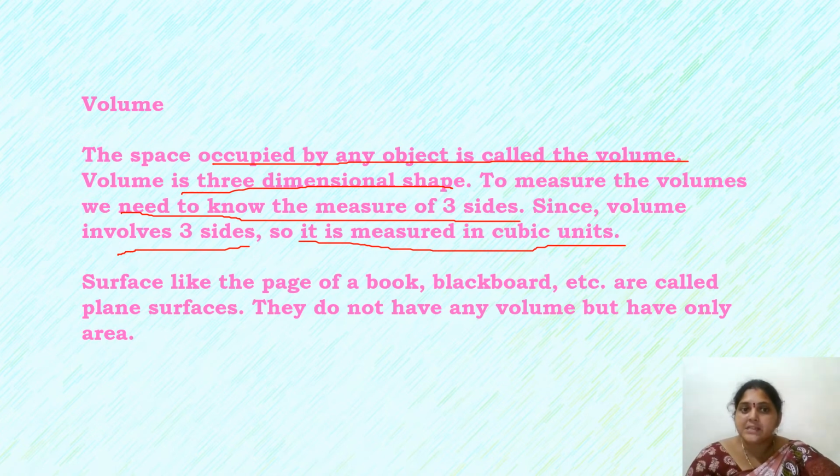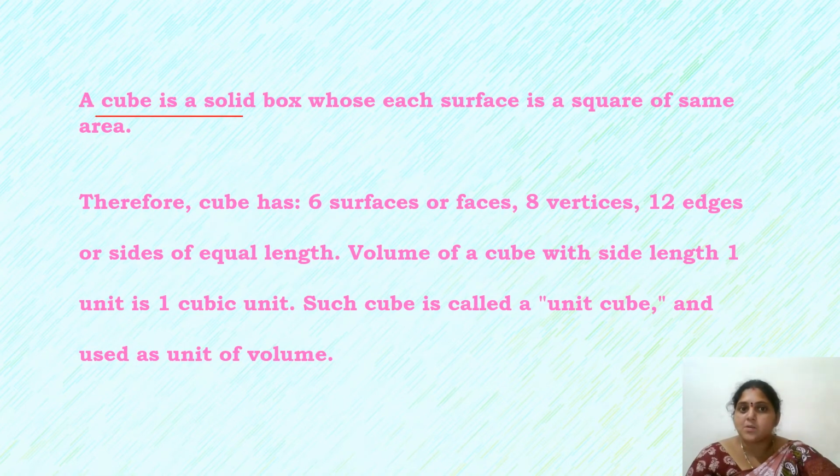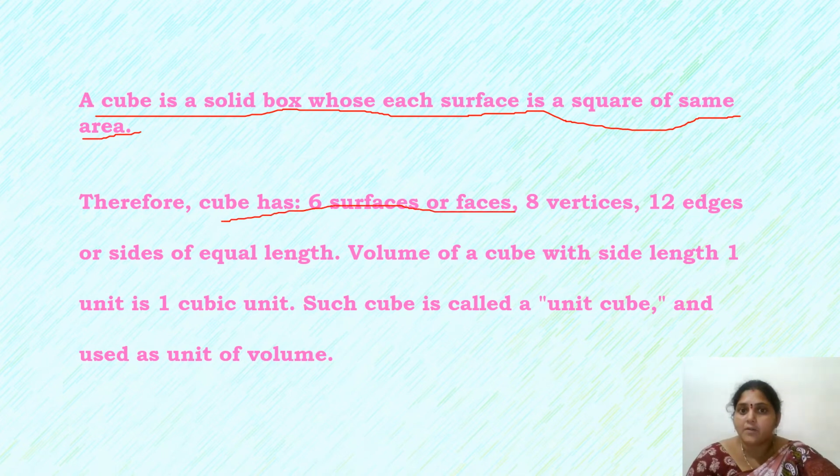Now, surface like the page of a book, blackboard, etc. are called plane surfaces. They do not have any volume but have only plane area. Now, a cube is a solid box whose each surface is a square of same area. Therefore, cube has six surfaces or faces, eight vertices, 12 edges or sides of equal length.